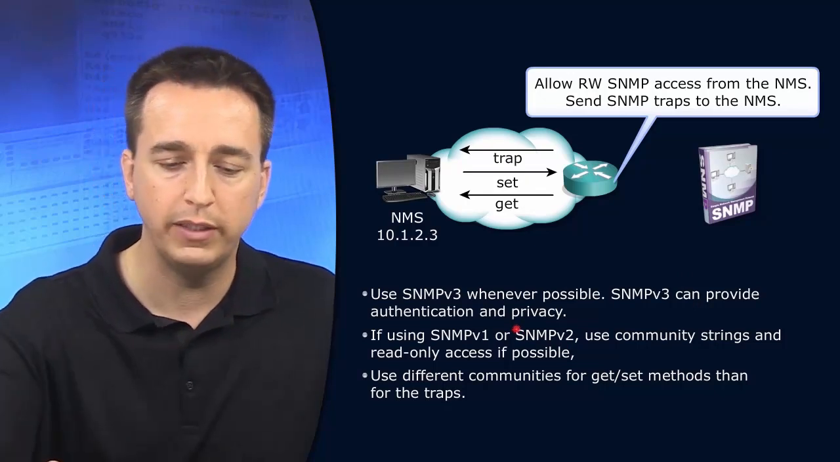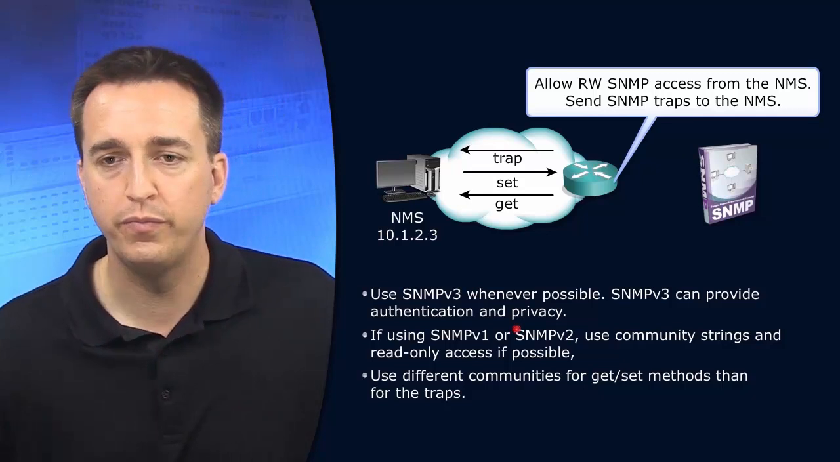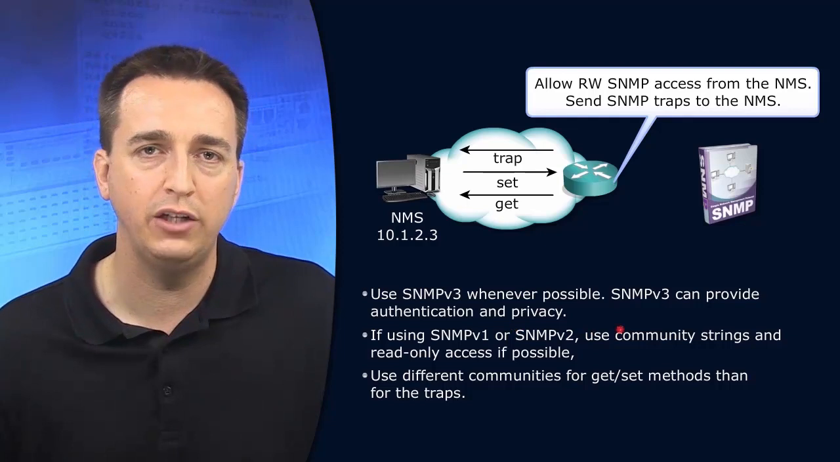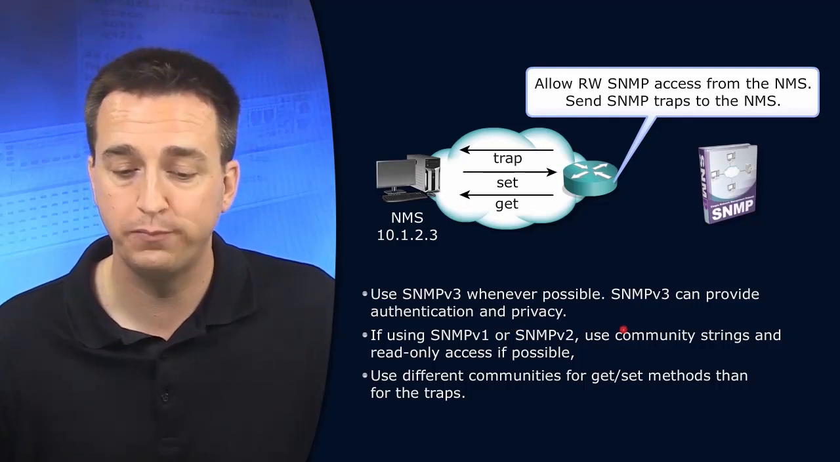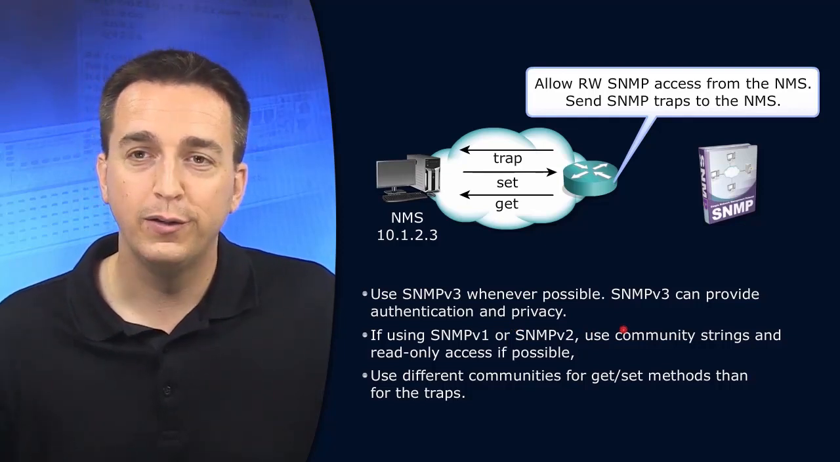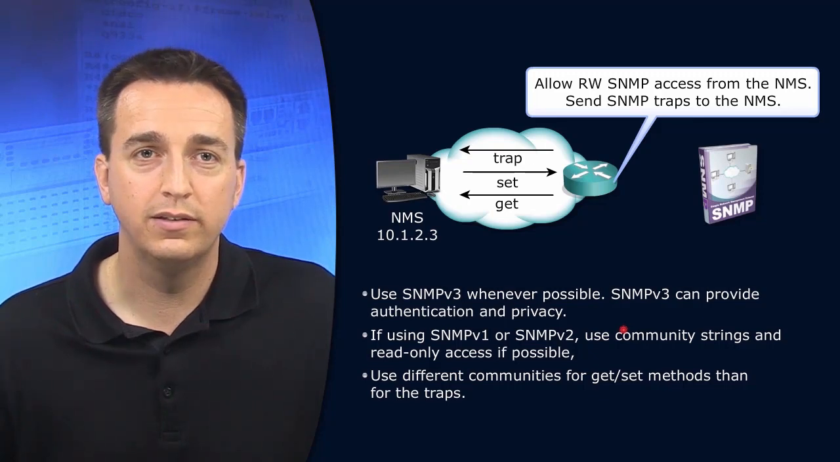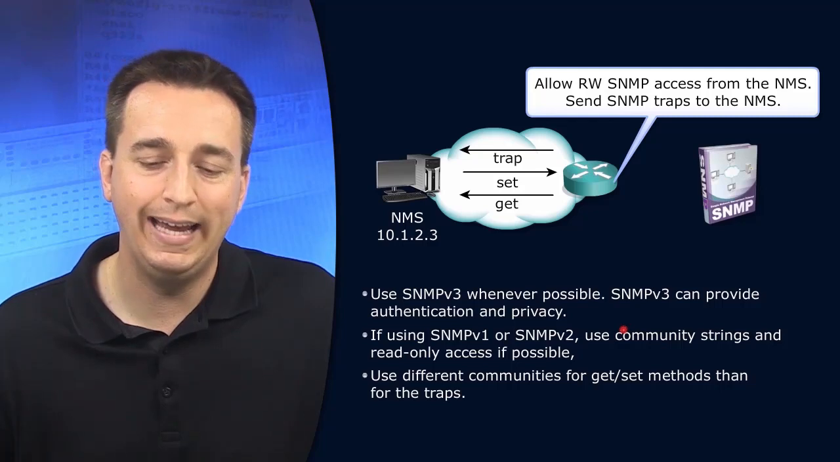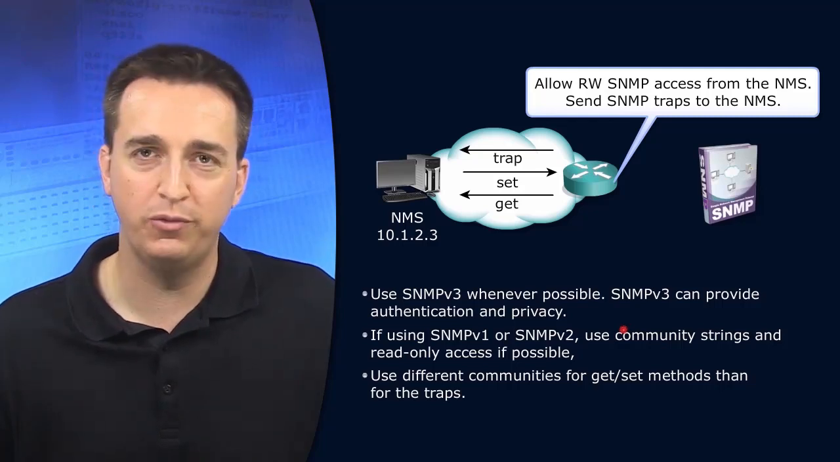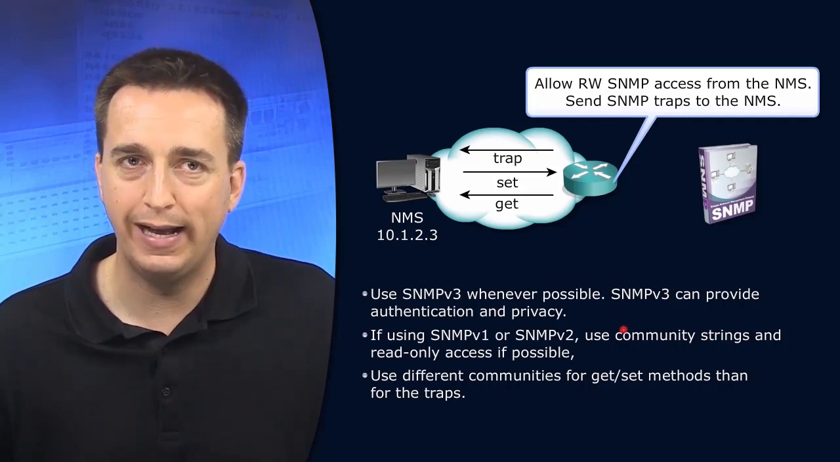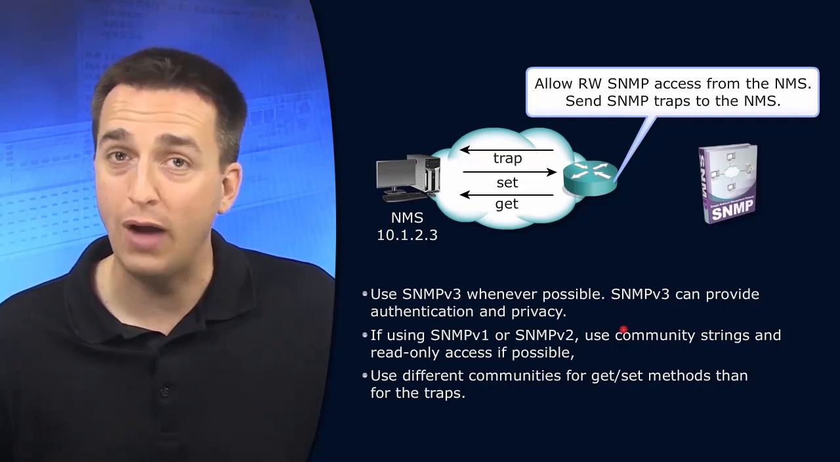And the reason why is because SNMP version 2, although it provides authentication, it's very weak authentication using community strings. And these strings are plain text. And there is no encryption offered. So there's not a whole lot of protection we have. There's not a whole lot of privacy we have.